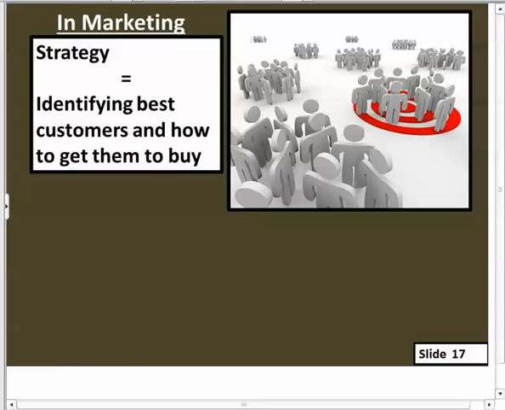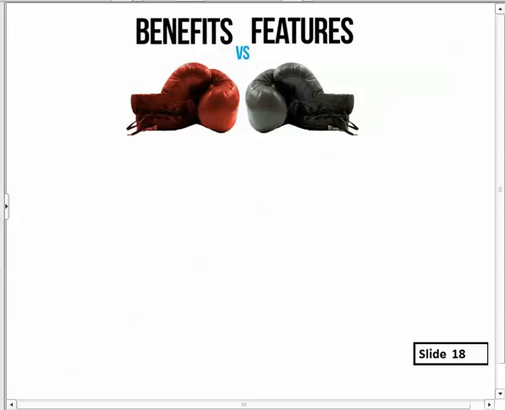So, again, trying to identify who those best customers are, that's obviously our starting point. And there are several things that we need to consider when we're looking at those customers. It's interesting because oftentimes businesses will want to express in great detail what the features are of their services or their product, okay? And maybe a better approach is presenting the benefits. So what are the differences between benefits and features?